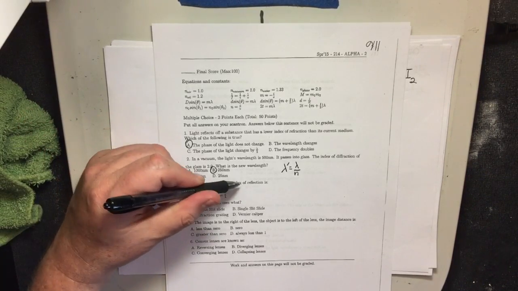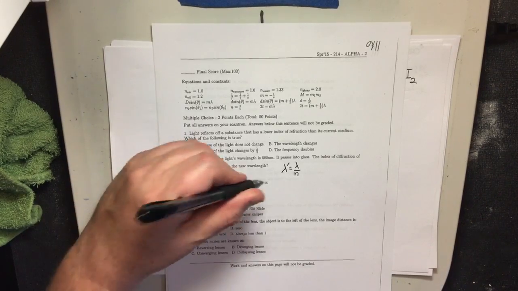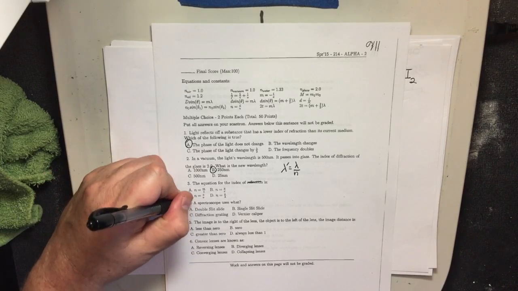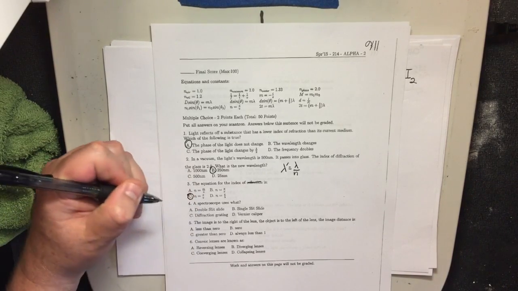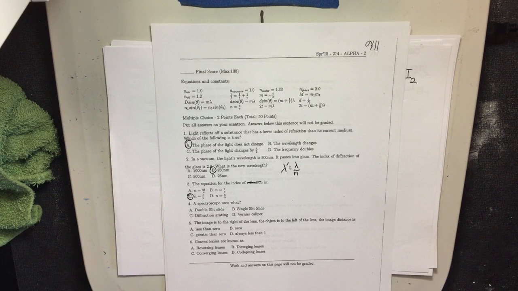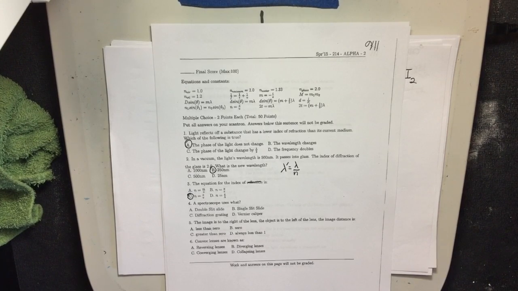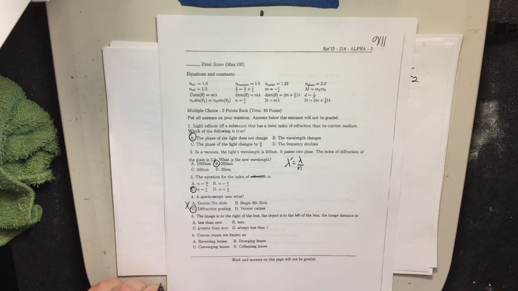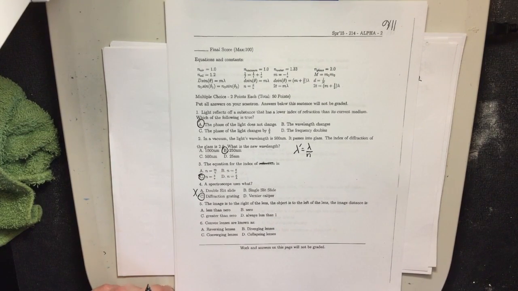The equation for index of refraction, I'm sorry, that should be refraction, is c over v. The lowest value that the index of refraction can ever have is 1. Because nothing can go faster than the speed of light, and so c over c is 1. A spectroscope uses a diffraction grating. We won't have this on the test.